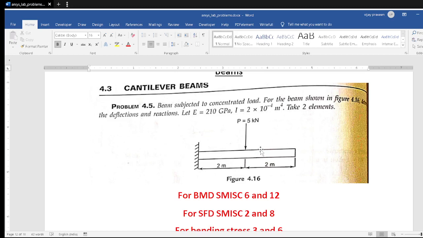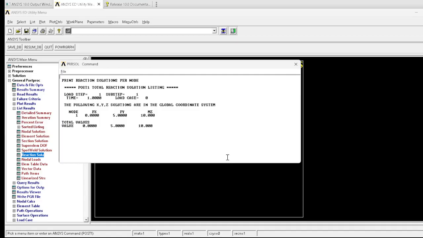So what is bending moment? Force into perpendicular distance. Okay, so now with respect to this, 5 into 2, that is how much? 10. So the same 10 Newton, MZ. So MZ is nothing but moment in z direction. Always keep this in mind. Bending moment is nothing but rotation in z direction.